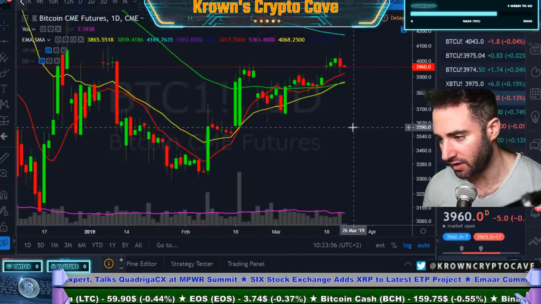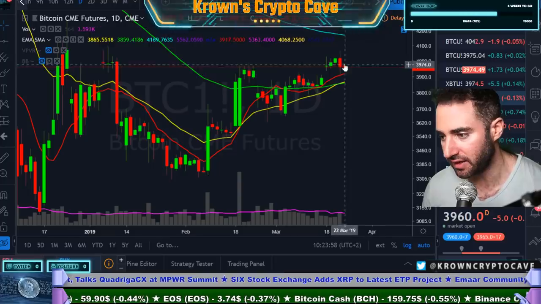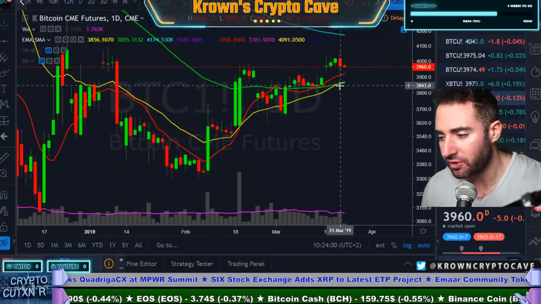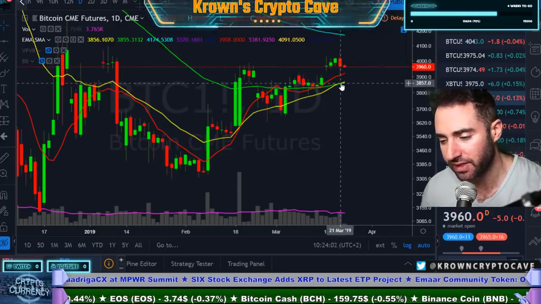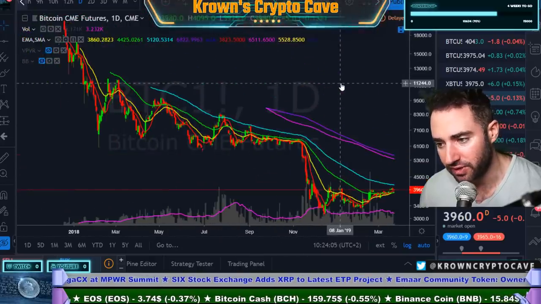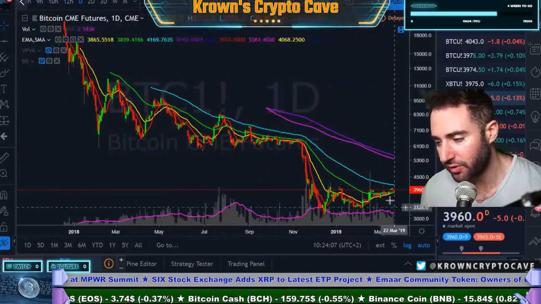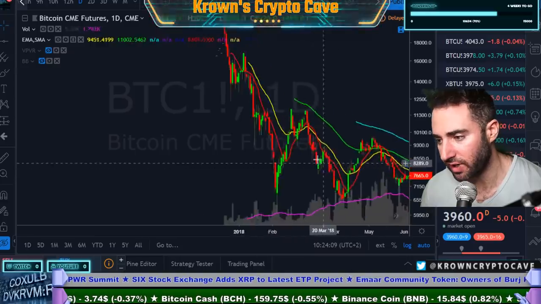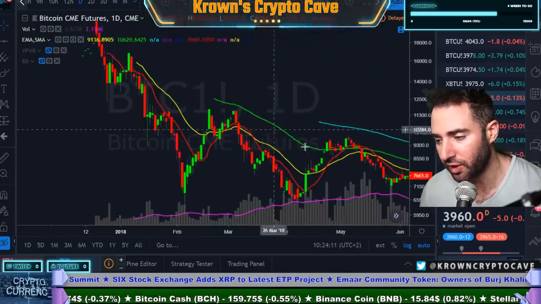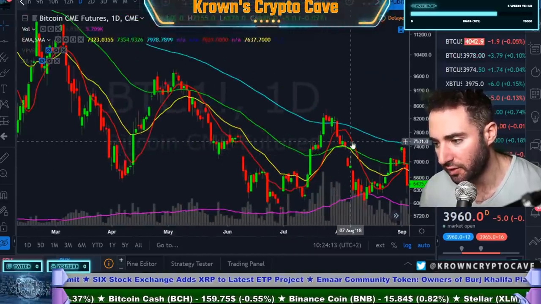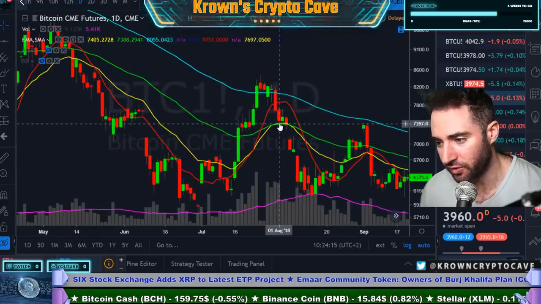CME closing the day as a nice bearish engulfing candle, but we actually did get a pretty powerful exponential moving average cross right here. However, I don't believe. Yeah, we've actually only had this cross once on CMEs. It was right here on the run to. We've had it once on the run to 8,400 on this bull trap right here.